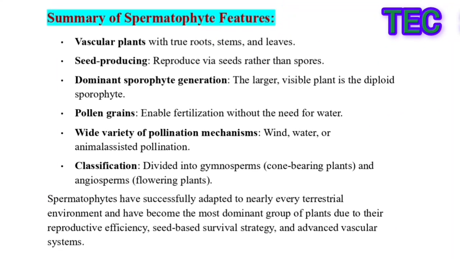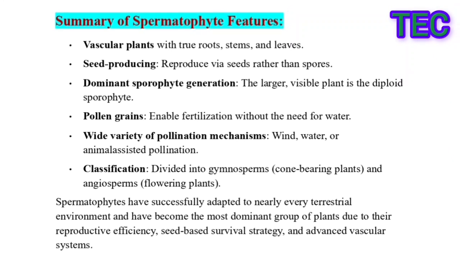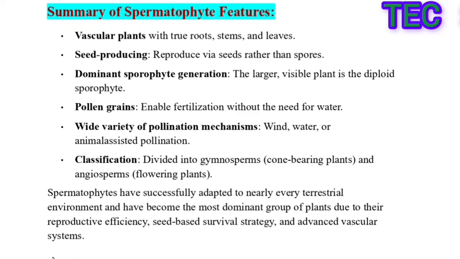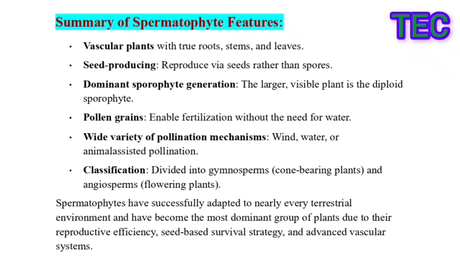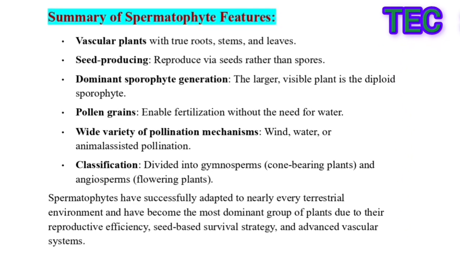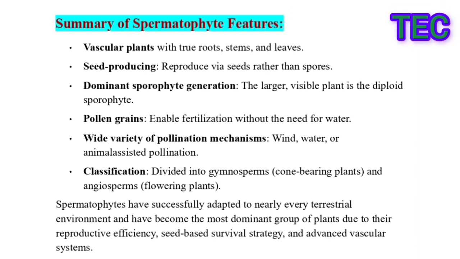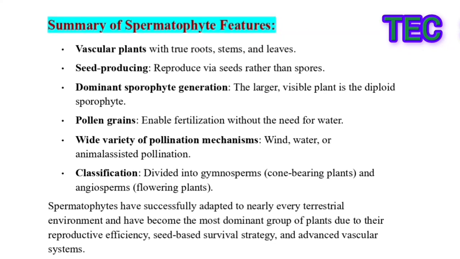Disadvantages of the spermatophytes. Number 1. Dependency on pollinators. Like angiosperms, they highly depend on animals. So some angiosperms rely heavily on specific pollinators, e.g. bees, birds, for reproduction. If these pollinators decline, the plant species may also face reproductive challenges.